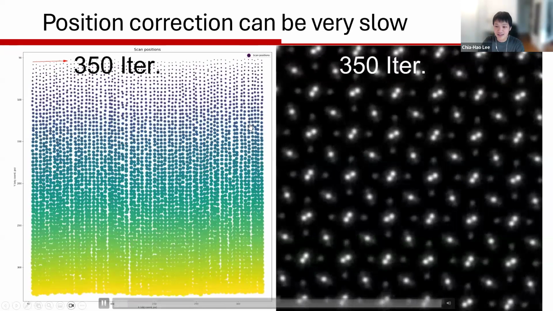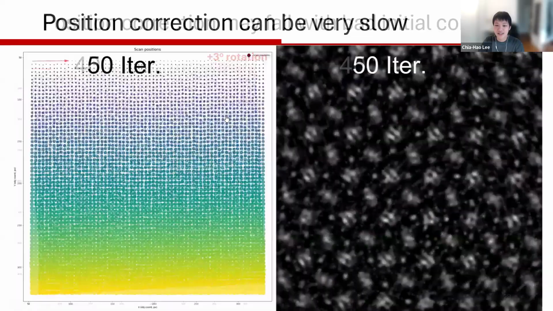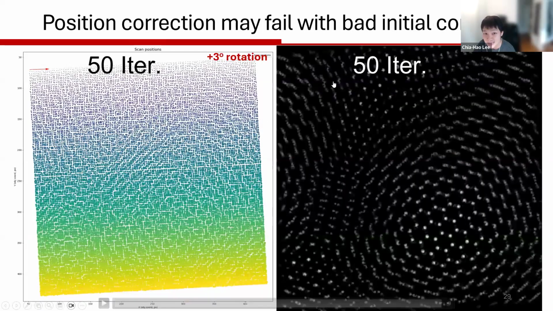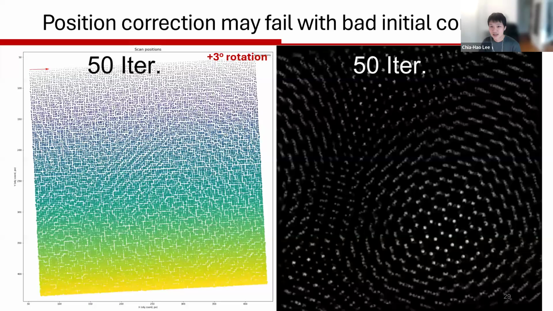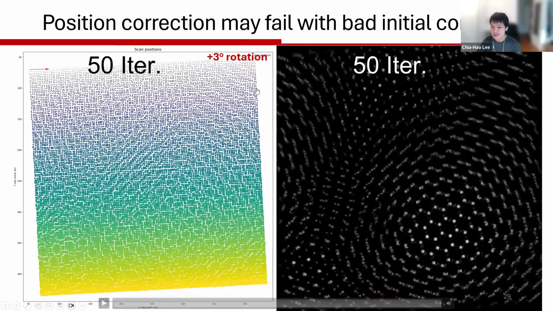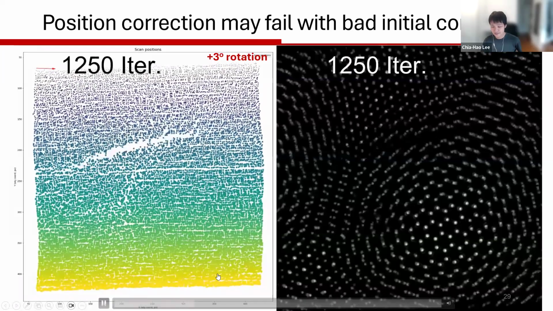But beyond that, here's an example of the twisted bilayer dataset where I intentionally put in a 3-degree rotation incorrectly. And the message here is that your probe position correction can still fail with a bad initial condition. 3 degrees doesn't sound like too much. Typically when you align your scan pattern, most engineers do a pretty decent job and can put it around 1 or 2 degrees. So 3 degrees is not too much. But for this specific dataset, I'm going to show you how probe position correction can actually fail.